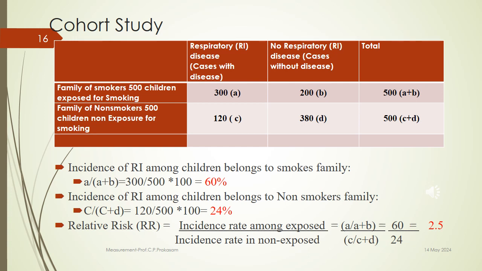Similarly, the incident rate among children belonging to the non-smoker family, that is C by C plus D, is 120 divided by 500 multiplied by 100, which will give you 24%. Then the relative risk is measured as the incident rate among the children who are exposed divided by the incident rate in the non-exposed. That is A by A plus B divided by C by C plus D. That is 60 by 24, that will give 2.5.